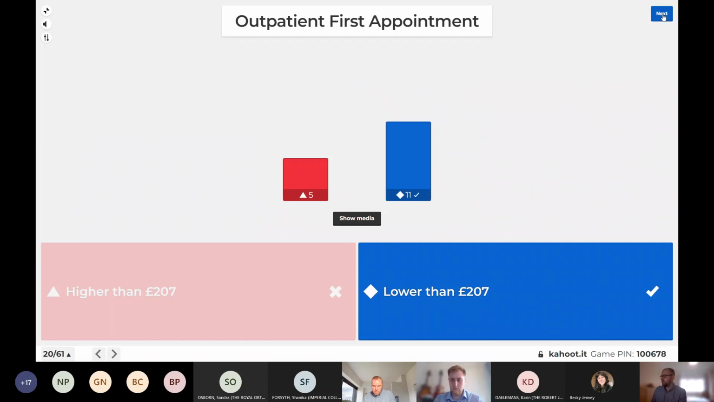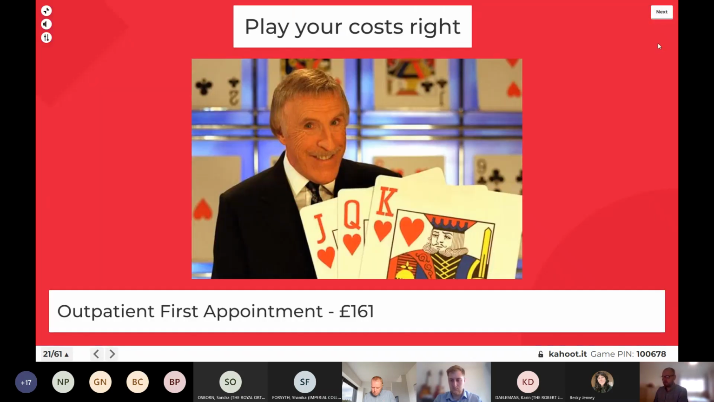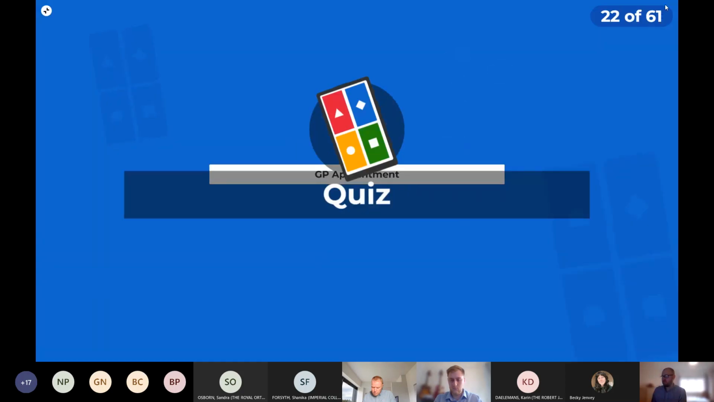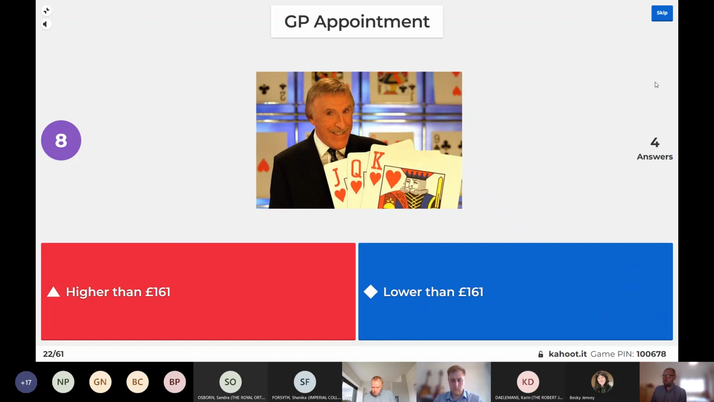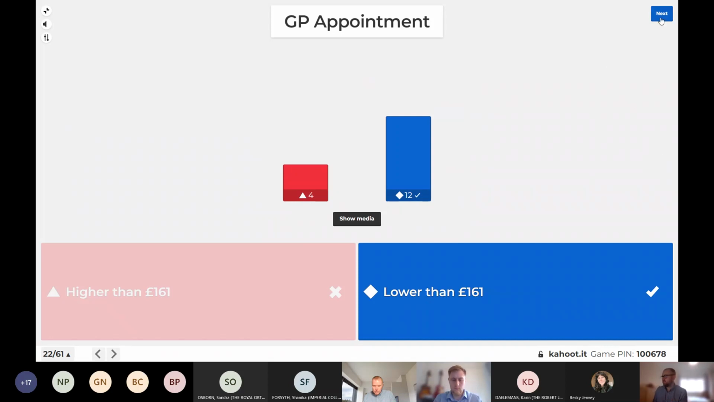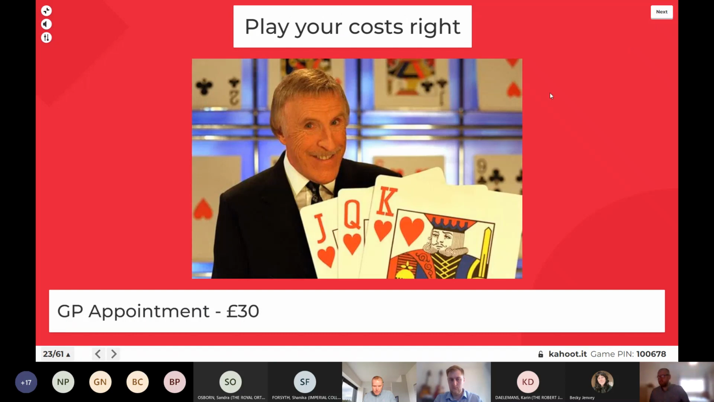Is lower. New lead there. So an outpatient first appointment is about £161. Next up, a GP appointment, higher or lower than 161? That's lower. Actually quite a lot lower as well, according to Google anyway. About £30 is the average for a GP appointment.